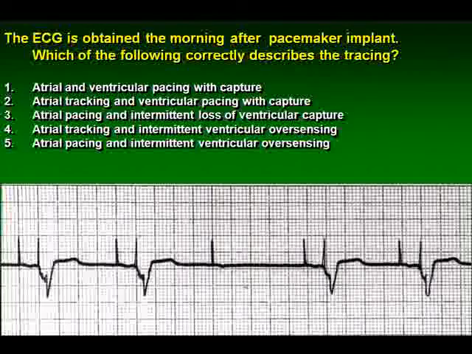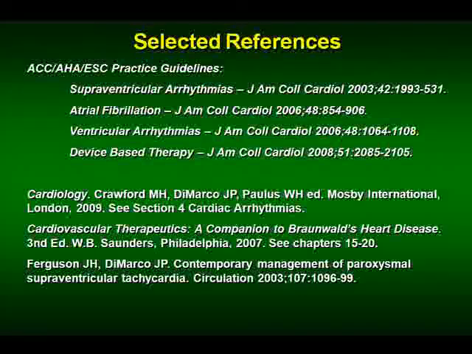So what this is, is atrial pacing and intermittent ventricular oversensing. We're pacing the atrium, so it's not atrial tracking. There's no spike here to capture the ventricle, so we can't expect it to capture. So this is atrial pacing, ventricular oversensing. How do we handle that? So the answer here really is 5, not 3.